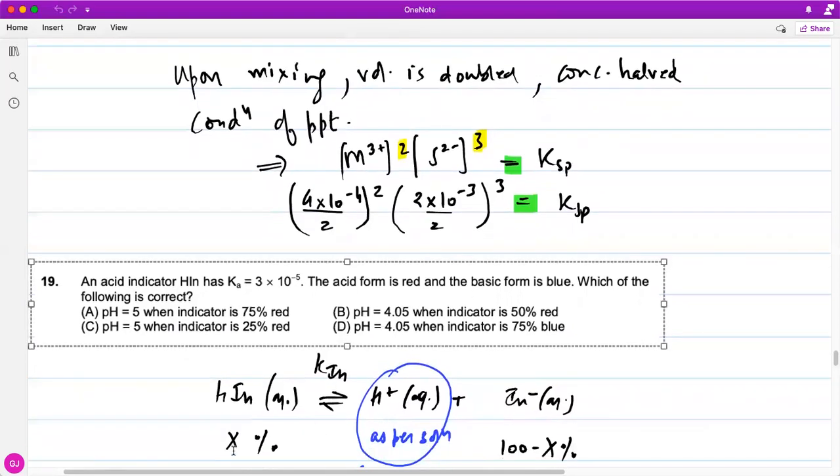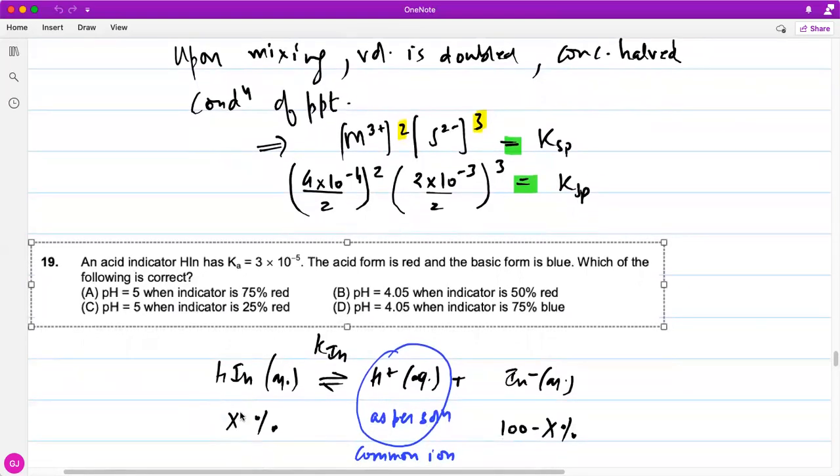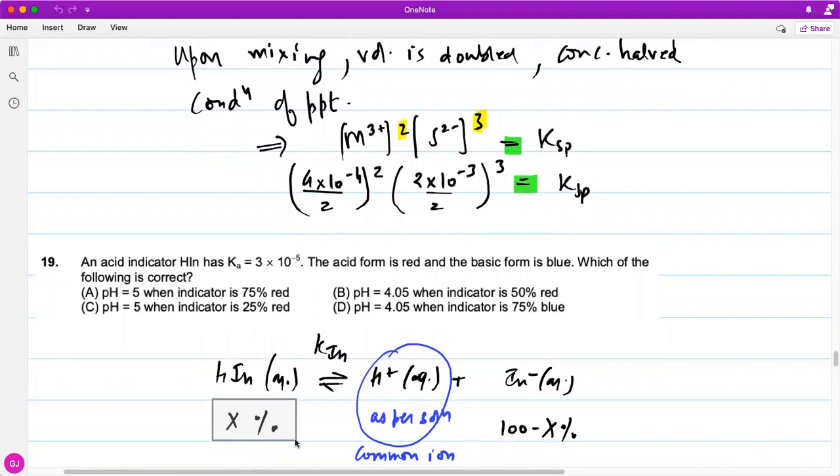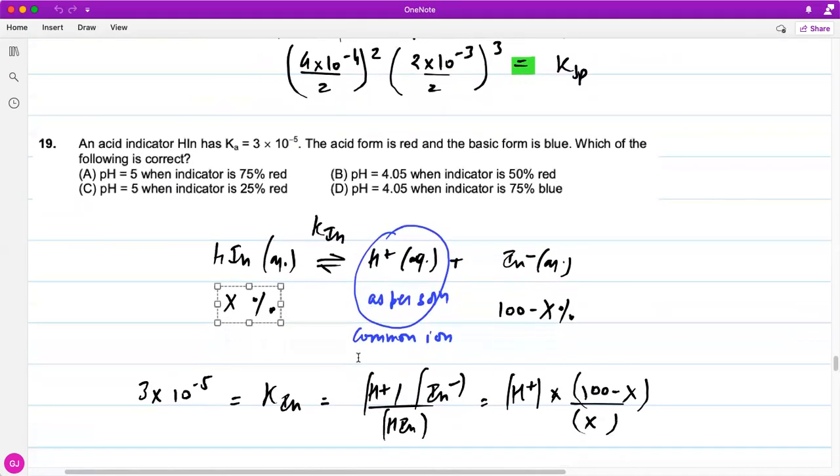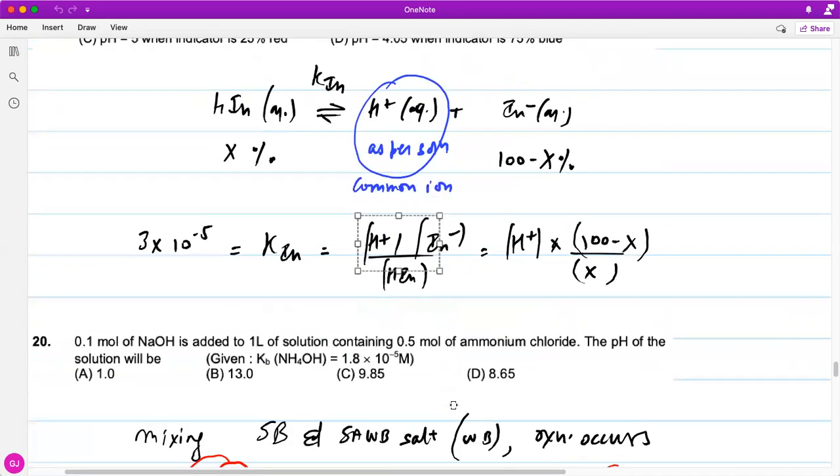Apart from that, if you notice the equilibrium, if there was some initial amount of HIn present and some part of it dissociated to form In minus, the concentrations of HIn and In minus are going to be complementary of each other, right? So you can say if this is X%, then that will be 100 minus X%. And since the equilibrium expression holds true, we can write that KIn is equal to H plus into In minus upon HIn. Given the H plus concentration, you can compute the percentage or the relative ratio of these red species and blue species, the acidic form and the basic form.